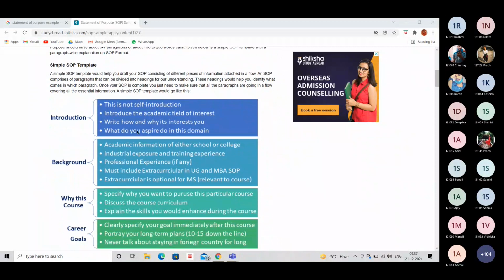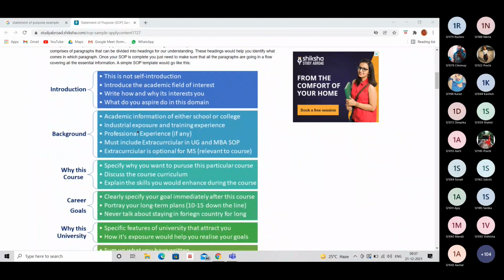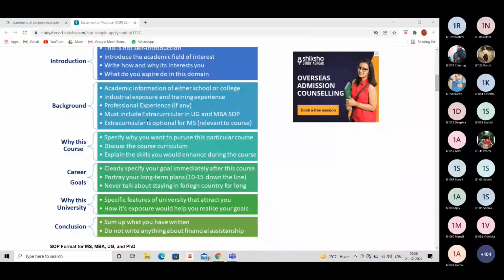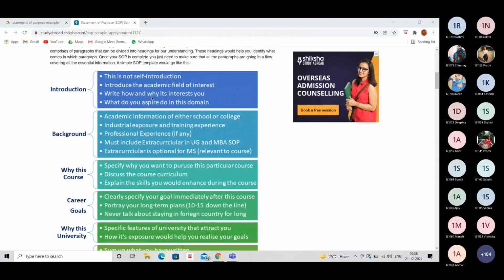You can see 150 to 200 words. Introduction. This is not self-introduction. Introduce the academic field of it. Like I told you, what you're talking about in your KG classes and all, what you did, laughing, playing, those things are not there. In an autobiography, you write those things also, but it's kind of a mini autobiography where you're restricting yourself to your academic field, to your field of interest, skills, what is going to allow you to join that particular university. Introduce the academic field of interest.